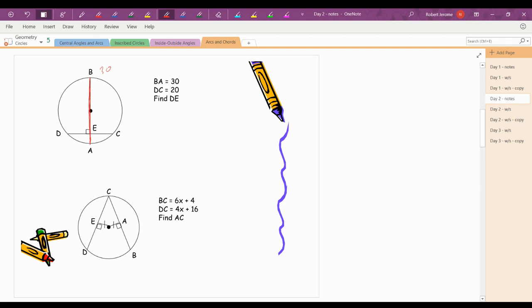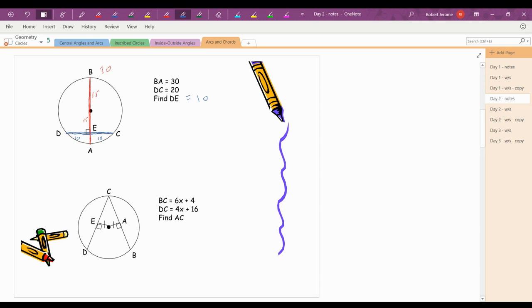Now, what does that really mean? Because it's made up of 2 radii. So this is leading into a lot of today's discussion. That means we have 15 and 15 because the diameter is made up of 2 radii. DC, let's find DC. DC is 20. Notice that our diameter is perpendicular to the chord, so we bisected the chord, 10 and 10. And our question asks us to find DE, so we have it. It's 10.